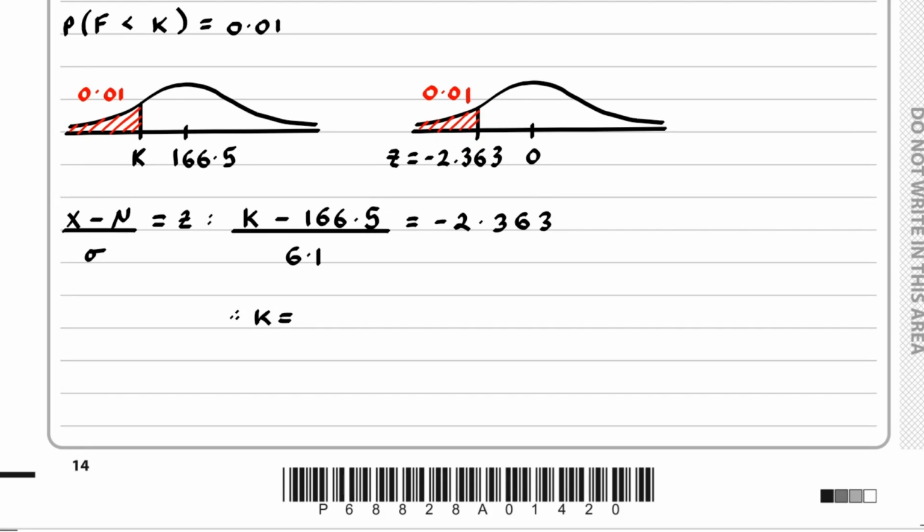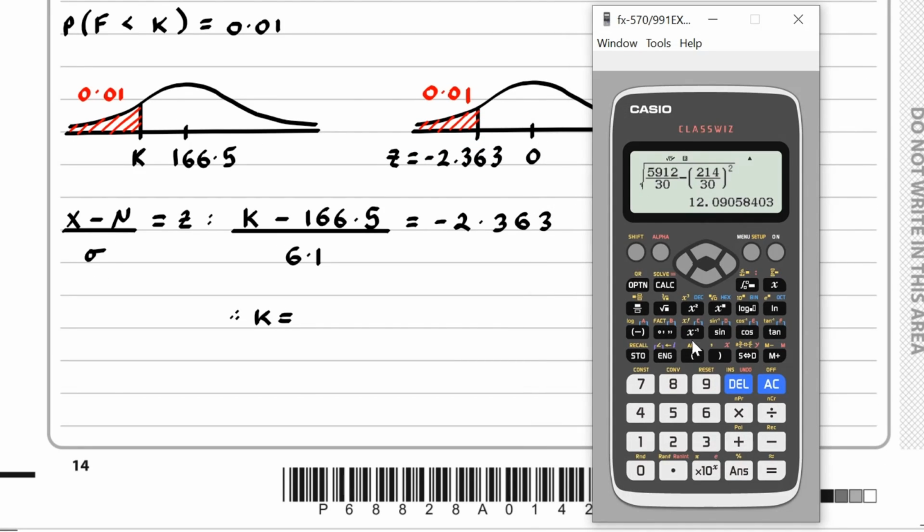So if we find out what the value of k is, we've got minus 2.363 times 6.1 plus 166.5. It turns out we get k equals 152.0857. So that's what k is.